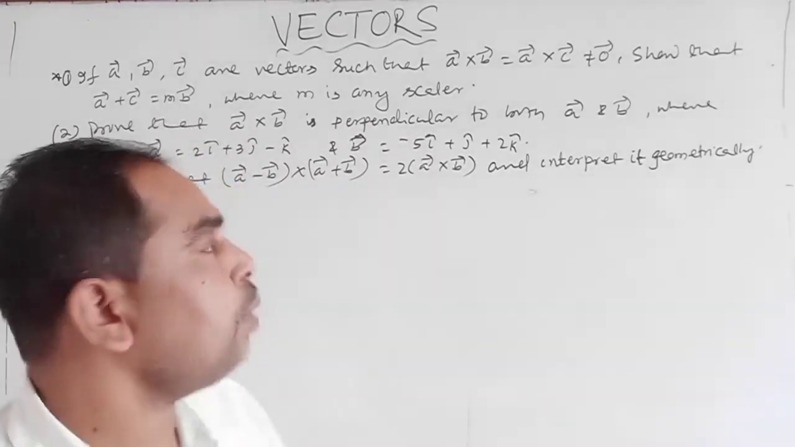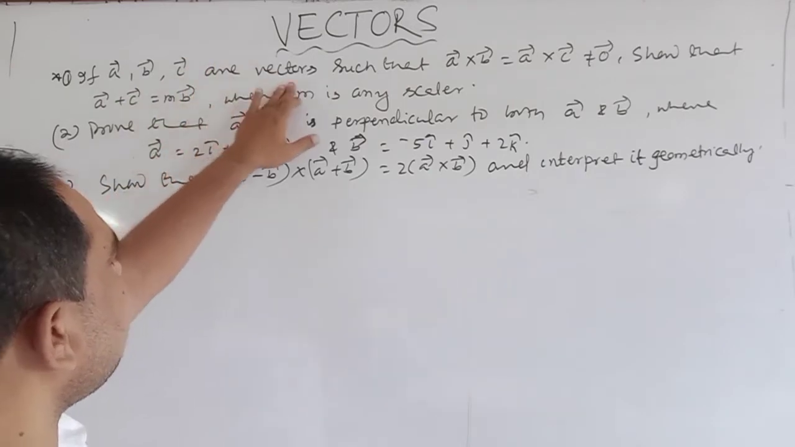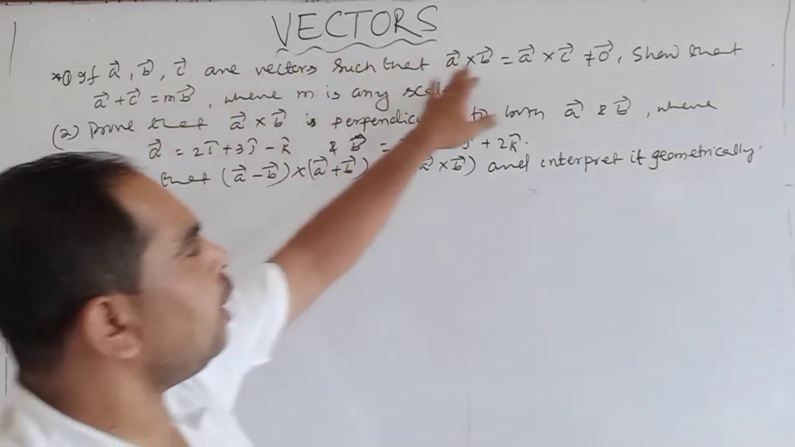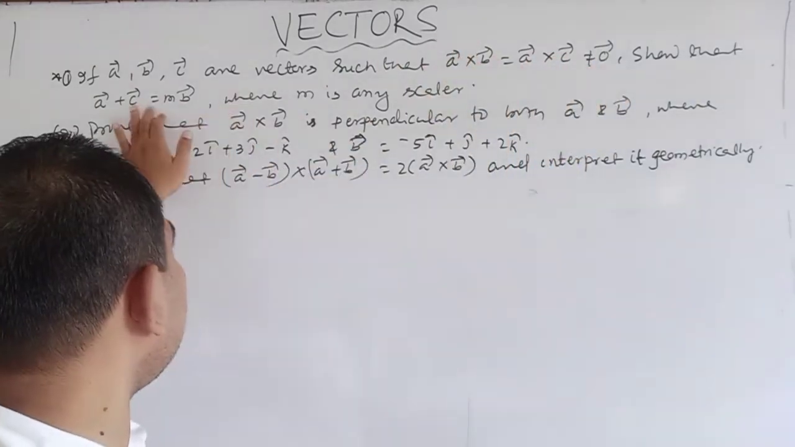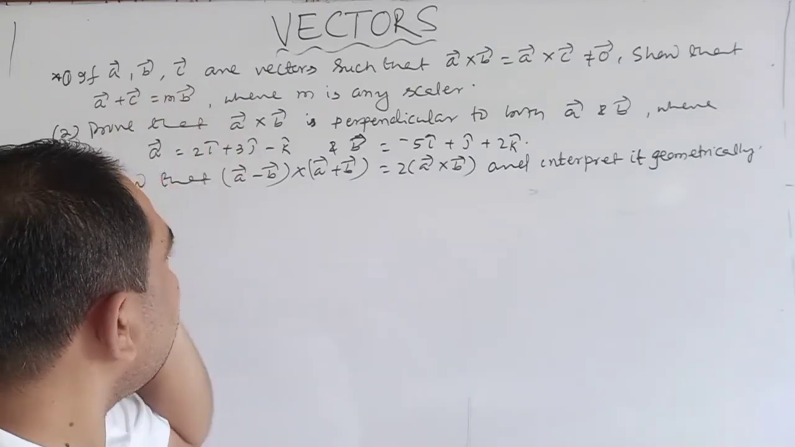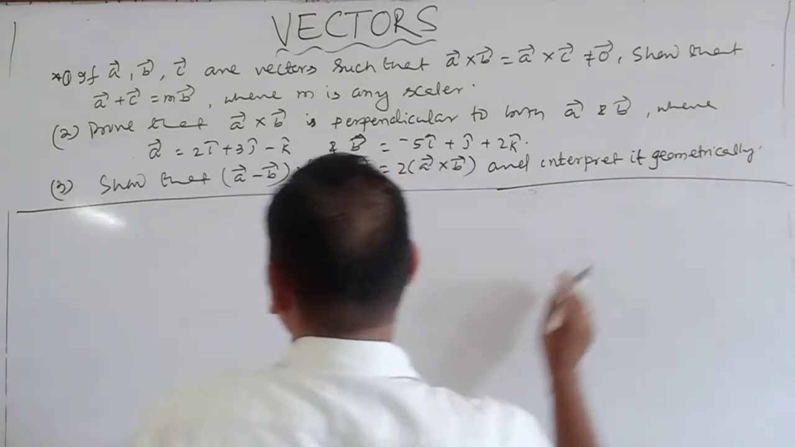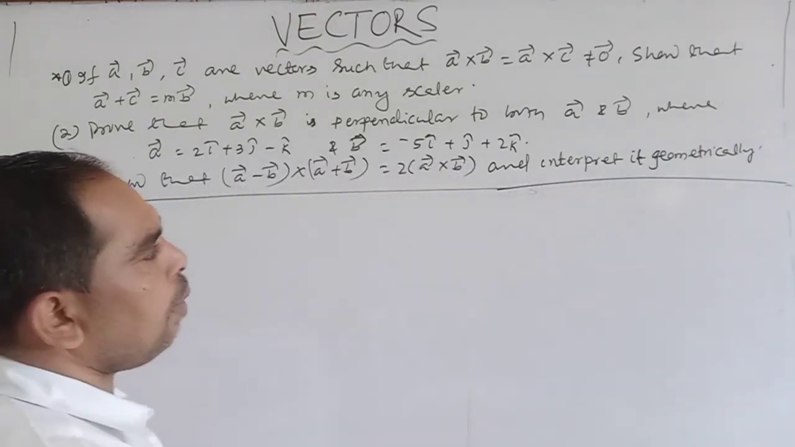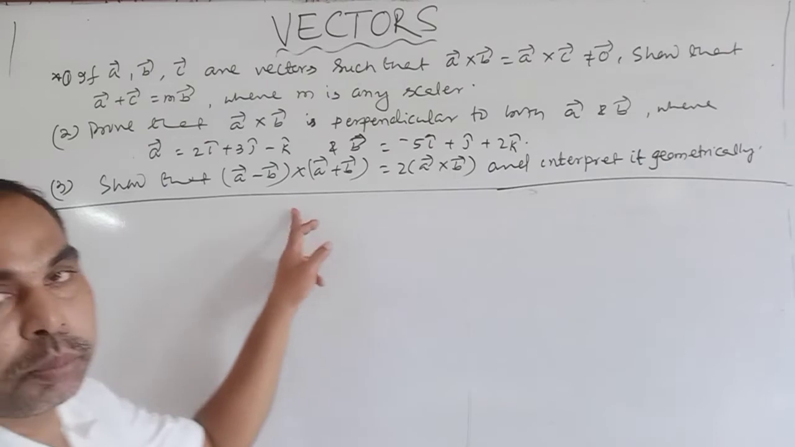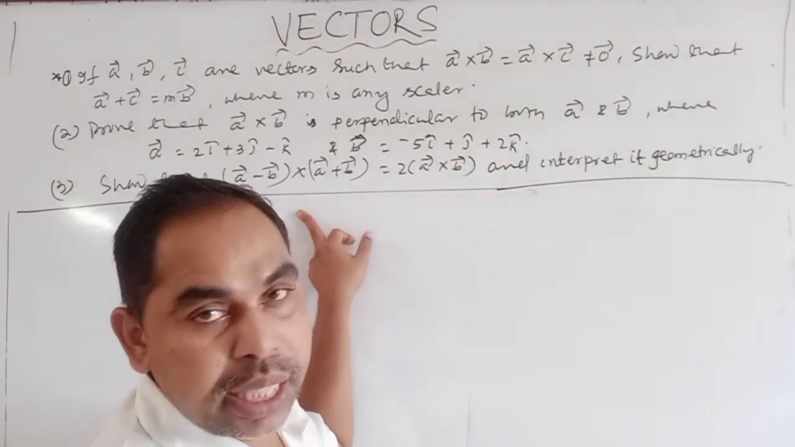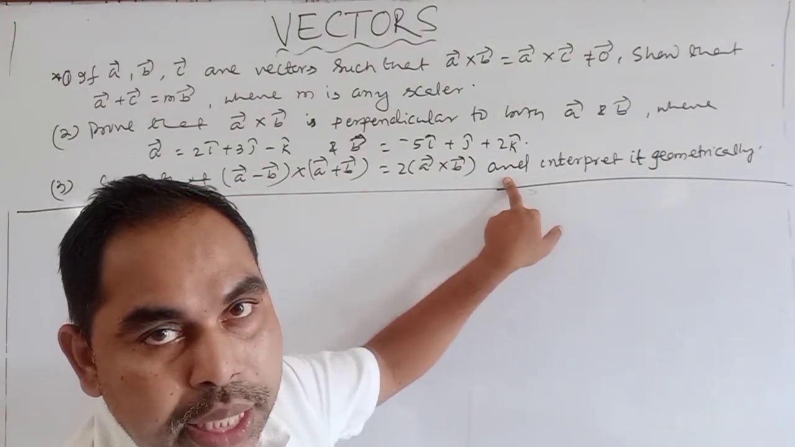Next question, look. If A vector, B vector, C vector are vectors such that A cross B is equal to A cross C but not equal to 0 vector, show that A vector plus C vector is equal to some constant times B vector, where M is any scalar. Second question, prove that A cross B is perpendicular to both A vector and B vector, where A and B are given. And third, show that A minus B cross A plus B is equal to 2 times A cross B, and interpret it geometrically.